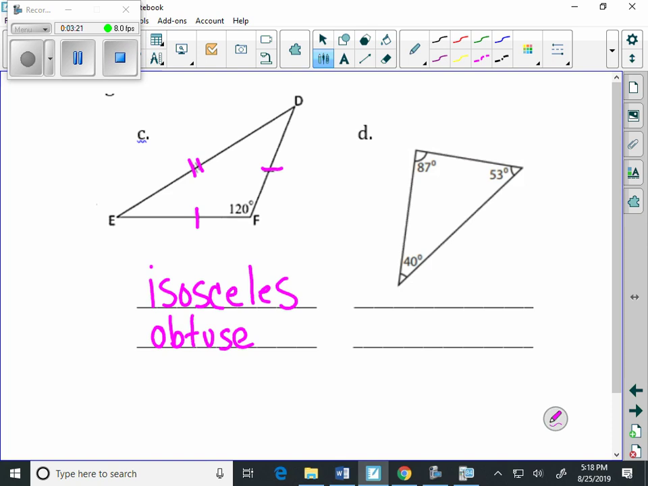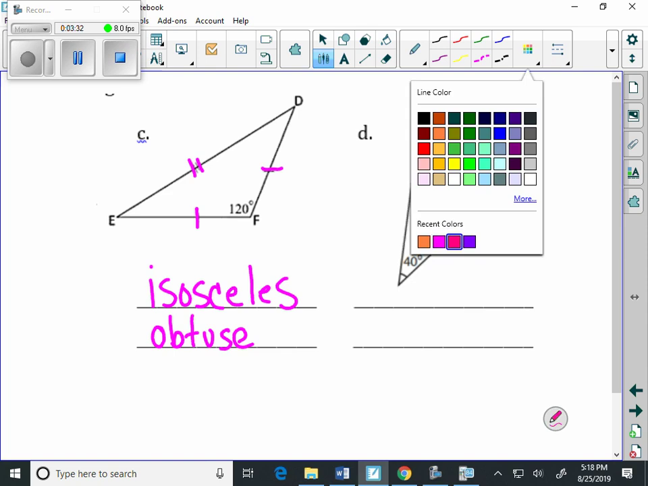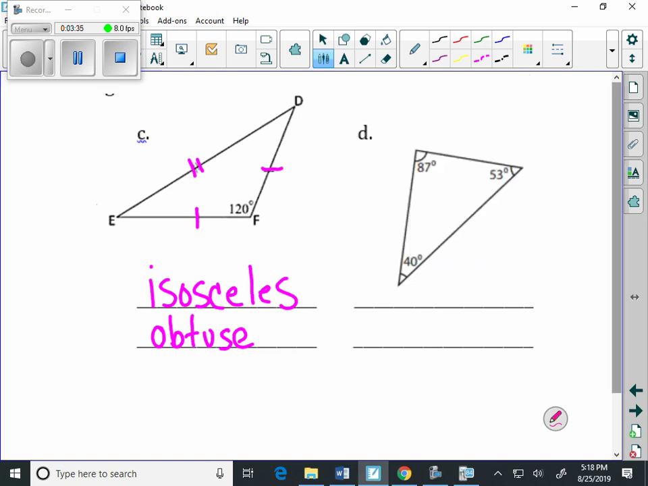Over here on letter D, I actually should have drawn in some tick marks for you, but if you're watching the video, you can fix that right now. If we take a look at this particular problem here, let's look at the angles. The part that we definitely can get here, we've got an angle of 40 degrees, an angle of 53 degrees, and an angle of 87 degrees. All 3 of those angles are less than 90 degrees. So this triangle is going to be classified as acute.